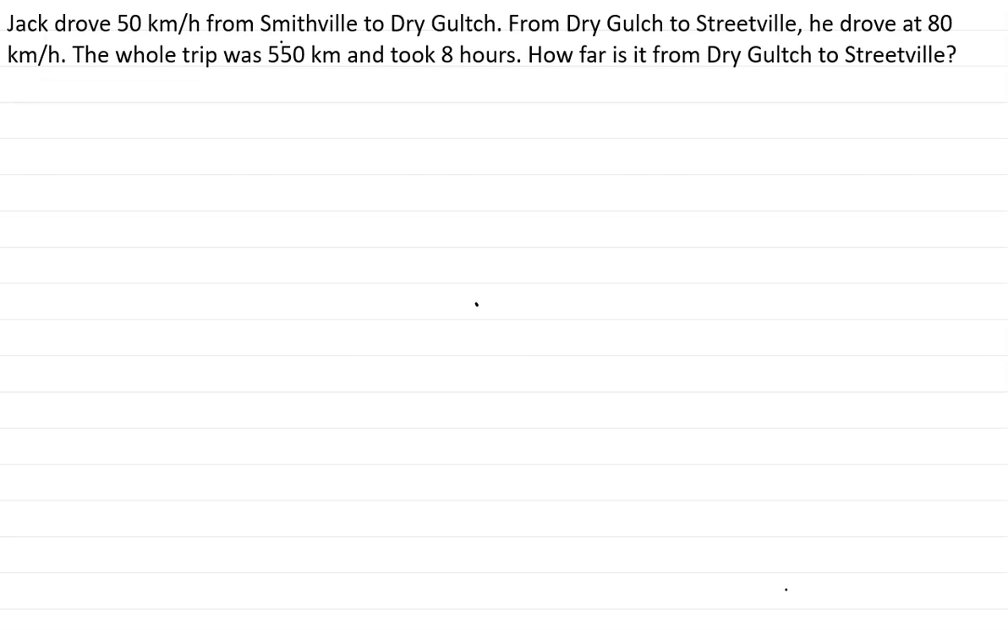Jack drove 50 kilometers per hour from Smithville to Dry Gulch. From Dry Gulch to Streetville, he drove at 80 kilometers per hour. The whole trip was 550 kilometers and took 8 hours. How far is it from Dry Gulch to Streetville?